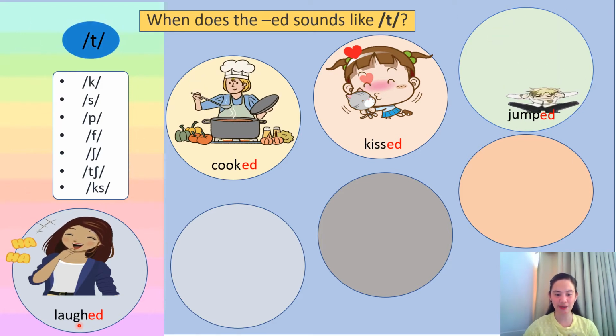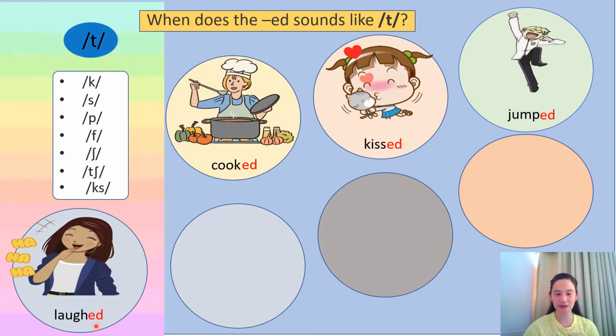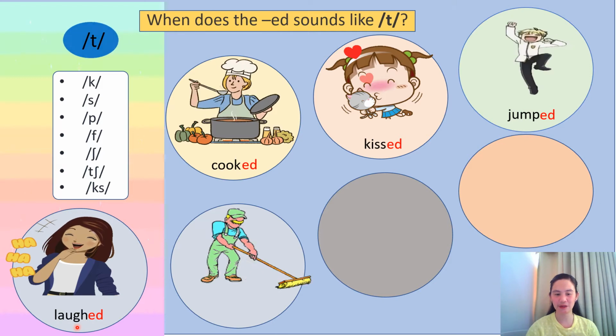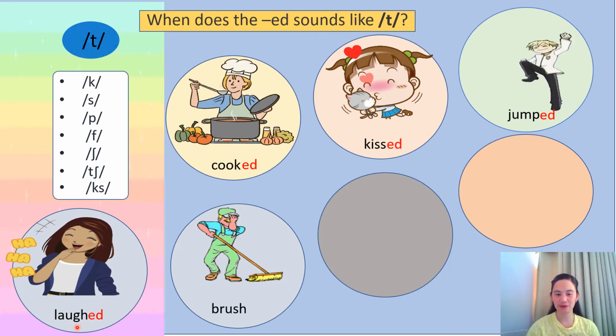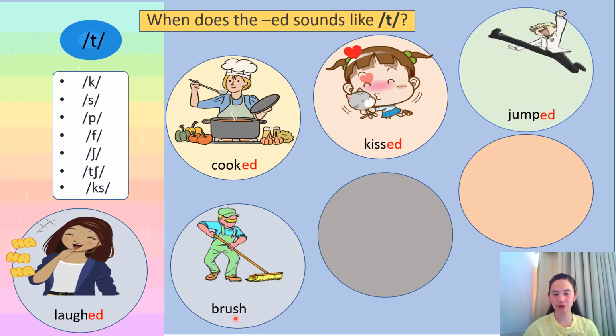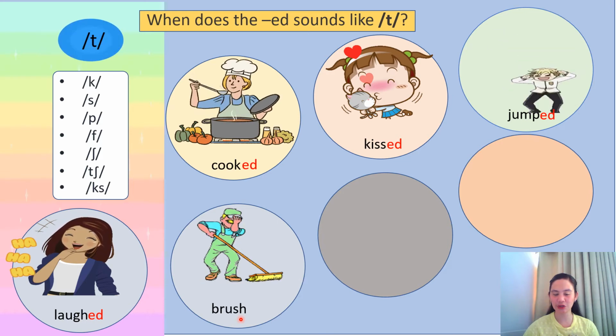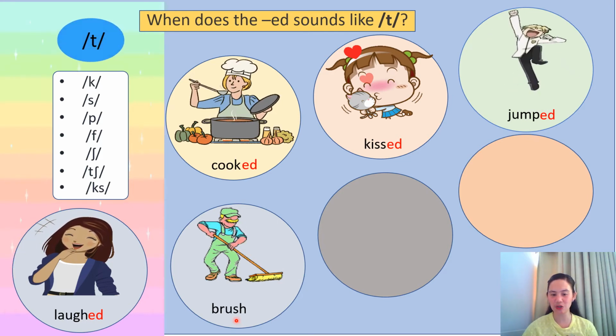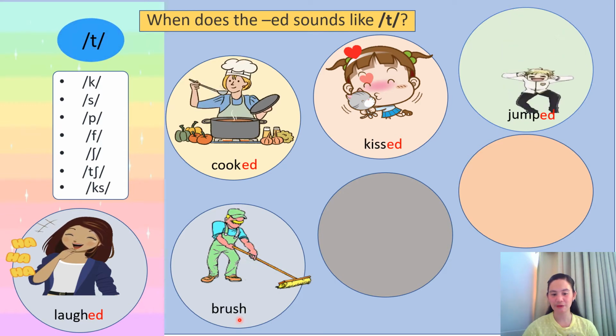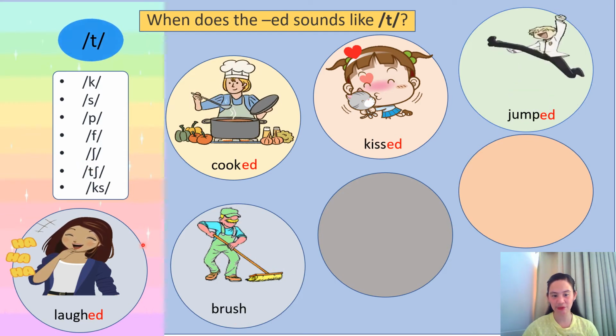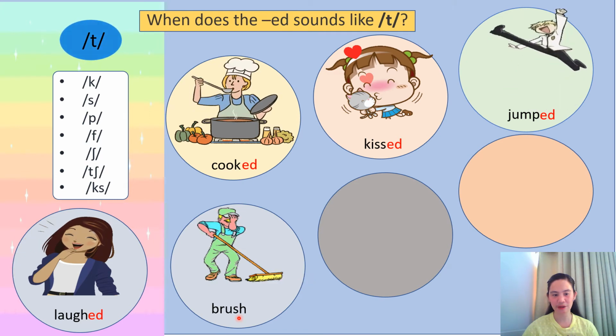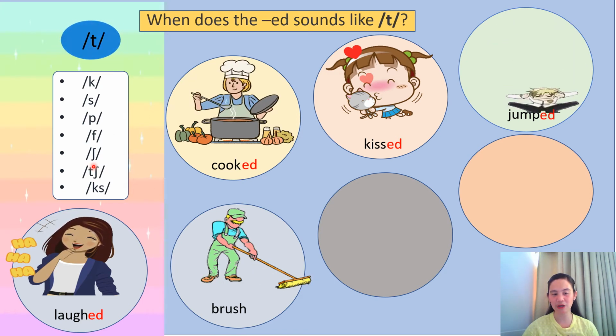Laughed. So the ed here now sounds like t. Next word, brush. You can hear the sound of sh at the end of this word. Actually, the sh in a word has a phonetic translation of this. So this phonetic translation has a sound of sh.